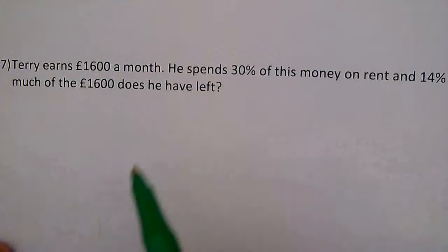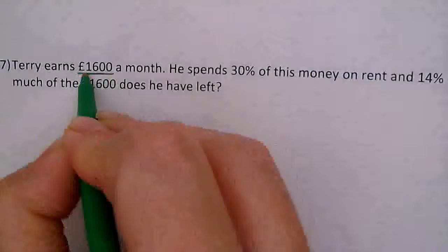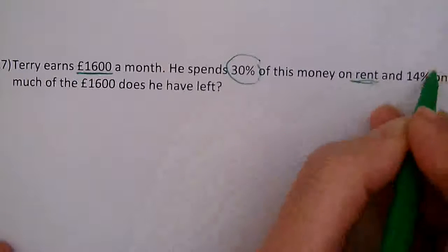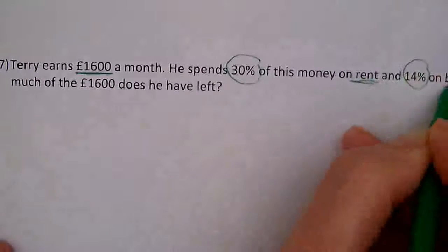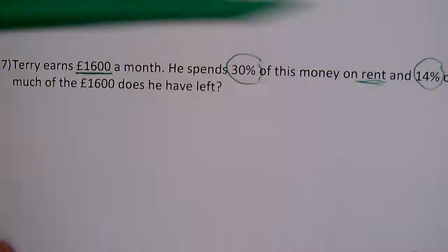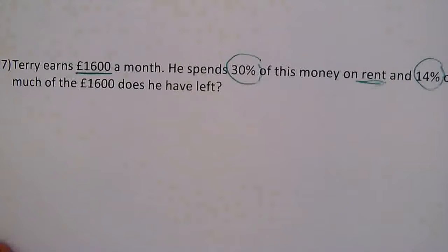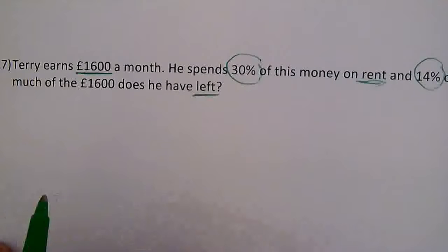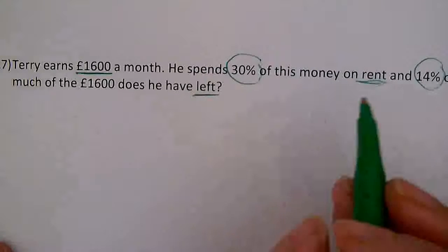Okay, so Terry earns 1,600 a month. He spends 30% on rent and he spends 14% on bills. Can't quite see that, but there's 14% on bills. And we want to know how much he has left. Now there are two ways you can do this question. I'll quickly run them both.